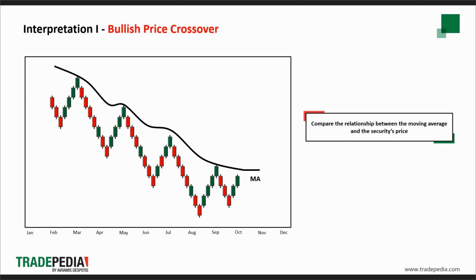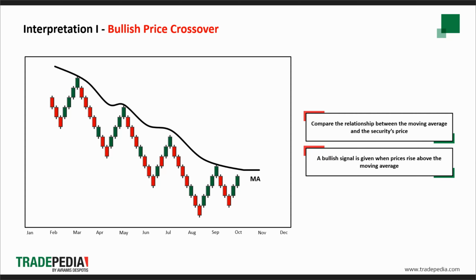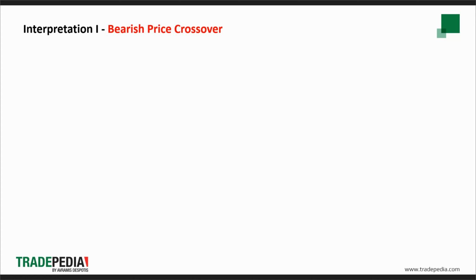So when can you receive a bullish signal? A bullish signal is given when prices rise above the moving average. So your price is above the average. See, when it cuts above, basically that is your bullish signal. It means price could possibly turn bullish from now. You can see after that, it's pushing up much higher. So that's one way of interpreting a bullish price crossover, when price crosses above the moving average. And then there's also a bearish signal, right?